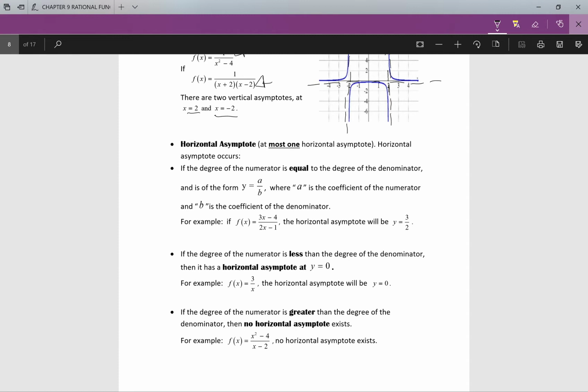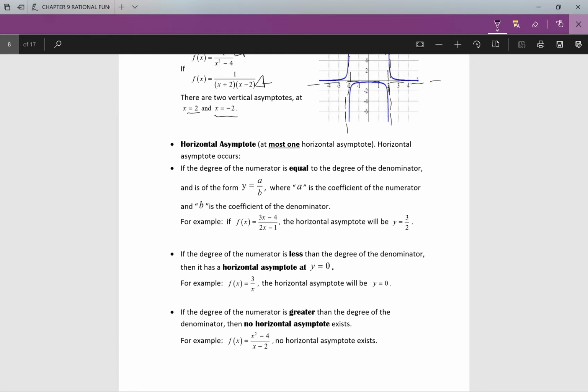Now, with horizontal asymptotes, if I'm given a function where I have something over something, we can analyze the horizontal asymptotes by looking at the degrees of the numerator and the denominator. If the degree of the numerator, which is the top, is equal to the degree of the denominator, which is the bottom, it is in the form y equals a over b. Now, when we look at that a over b, I call those lead coefficients. And the lead coefficients are the coefficients on the highest degree.